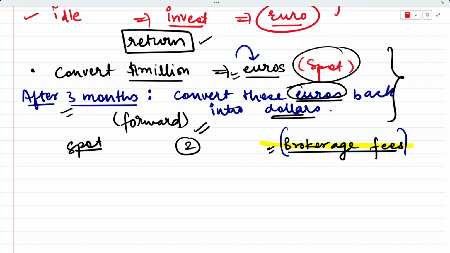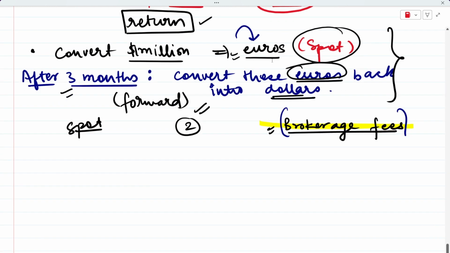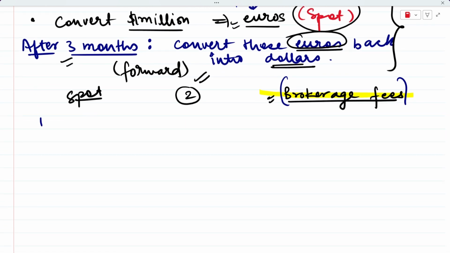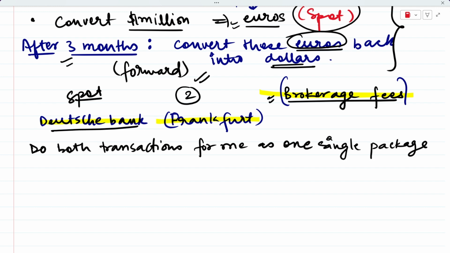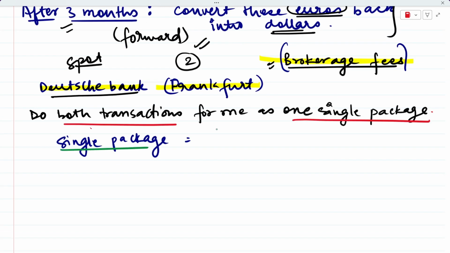So to avoid that, you don't have to pay your brokerage two times. What they can do is that, for example, they'll pick up a bank. This is the Deutsche Bank. They'll pick this bank, let's say, in Frankfurt in Germany, and they'll say, do one thing for me. I have $1 million today. Do both of these transactions for me as one single package. I want to do both of these transactions today only. So doing this transaction in a single package means this is a foreign exchange swap.